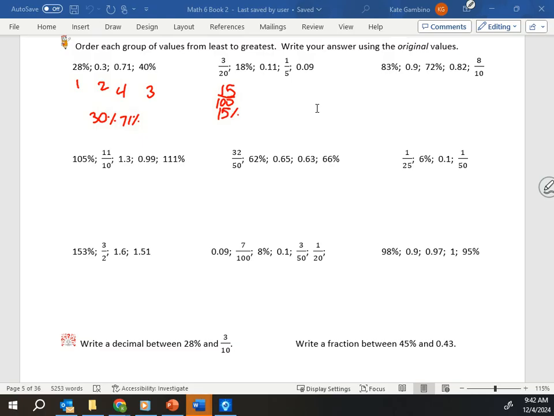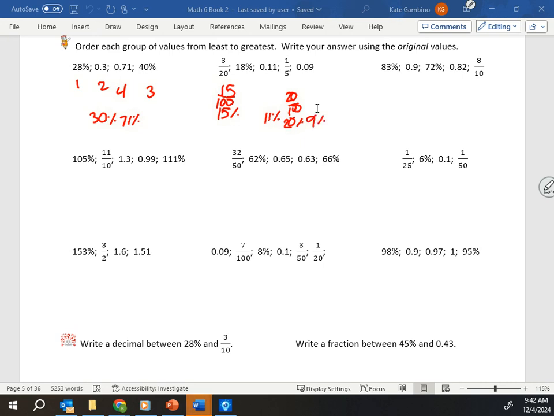Then I have 18%. 0.11 is what percent, Emma? 11%. And then 1/5, what percent would that be? What do I have to do, Adeline? 20 over 100 because 5 times 20 is 100, so 1 times 20 is 20. So then what percent is that, Adeline? 20%. And then 0.09, what percent would that be, Nolan? 9%.